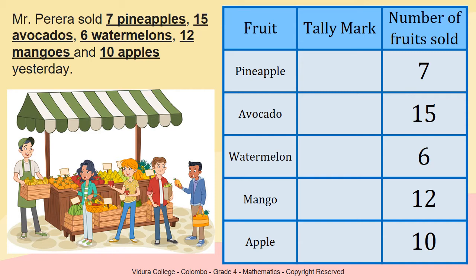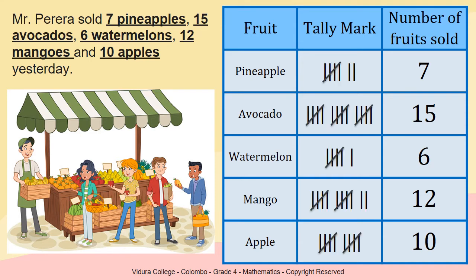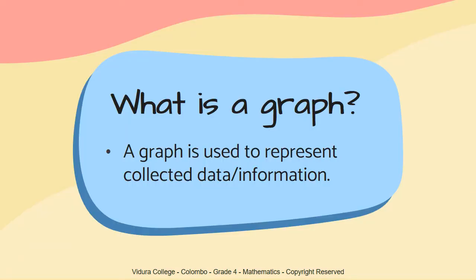Okay, so I have given the name of the fruit and number of fruits sold. You have to try and write the tally mark for the given number. Can you do it on your personal whiteboard? Okay children, now let's check the answers. Did you get them correct? Well done.